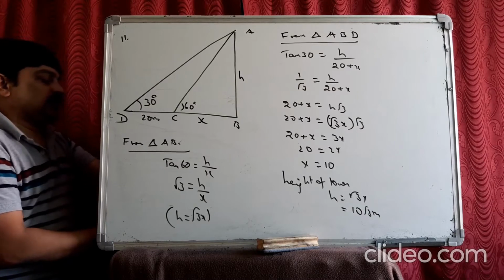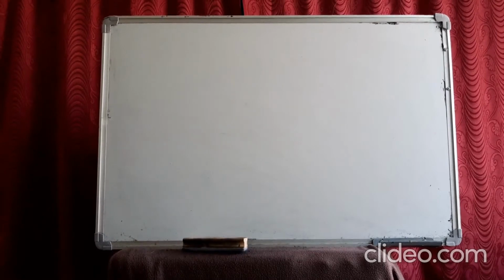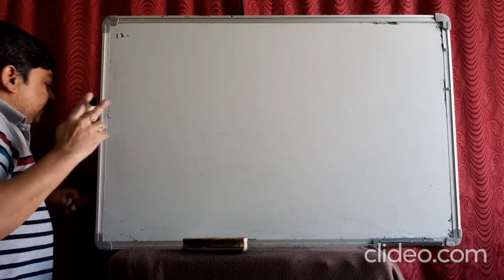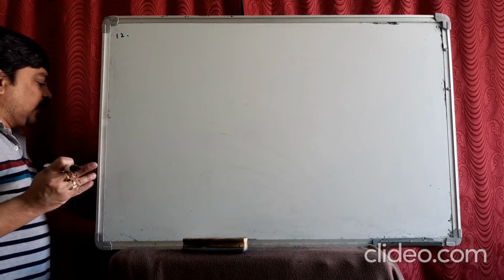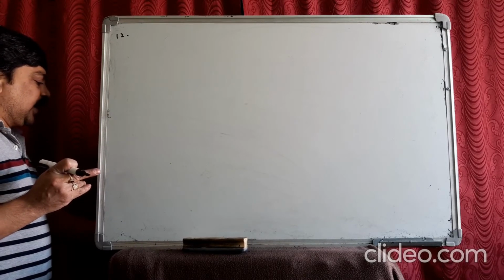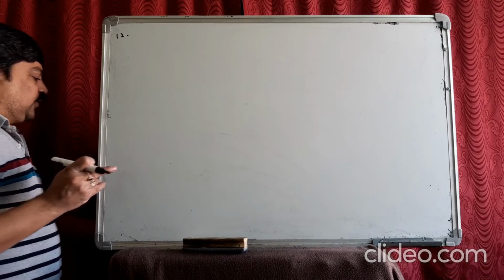Yes, it is right. You see the 12th one. From the top of a 7-meter building, the angle of elevation of the top of a cable tower is 60 degrees and the angle of depression of the foot is 45 degrees. Determine the height of the tower.